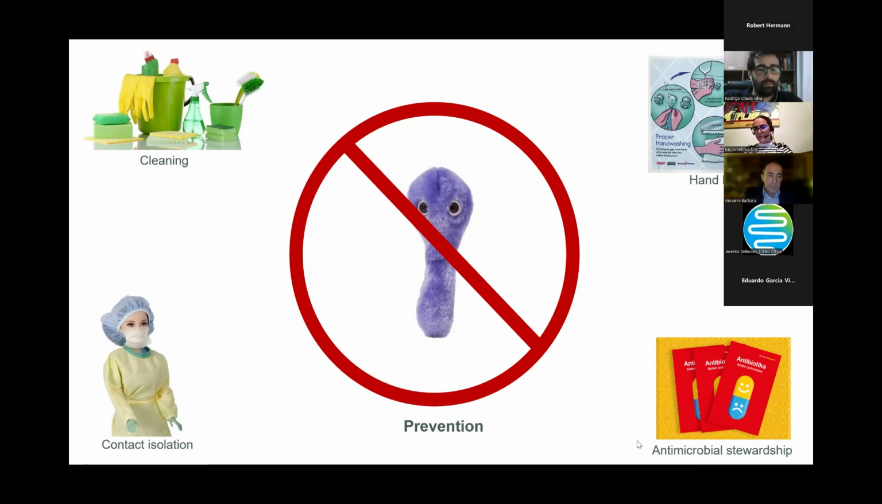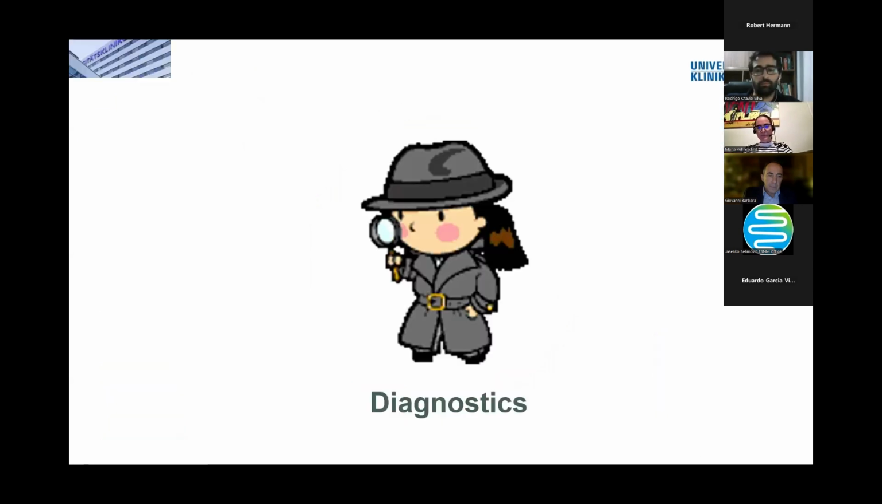And from my point of view, the most important point when it comes to prevention is antimicrobial stewardship, because as you have just seen, it's important to keep the microbiota intact. So the spores will not be activated into becoming vegetative toxin-producing forms.